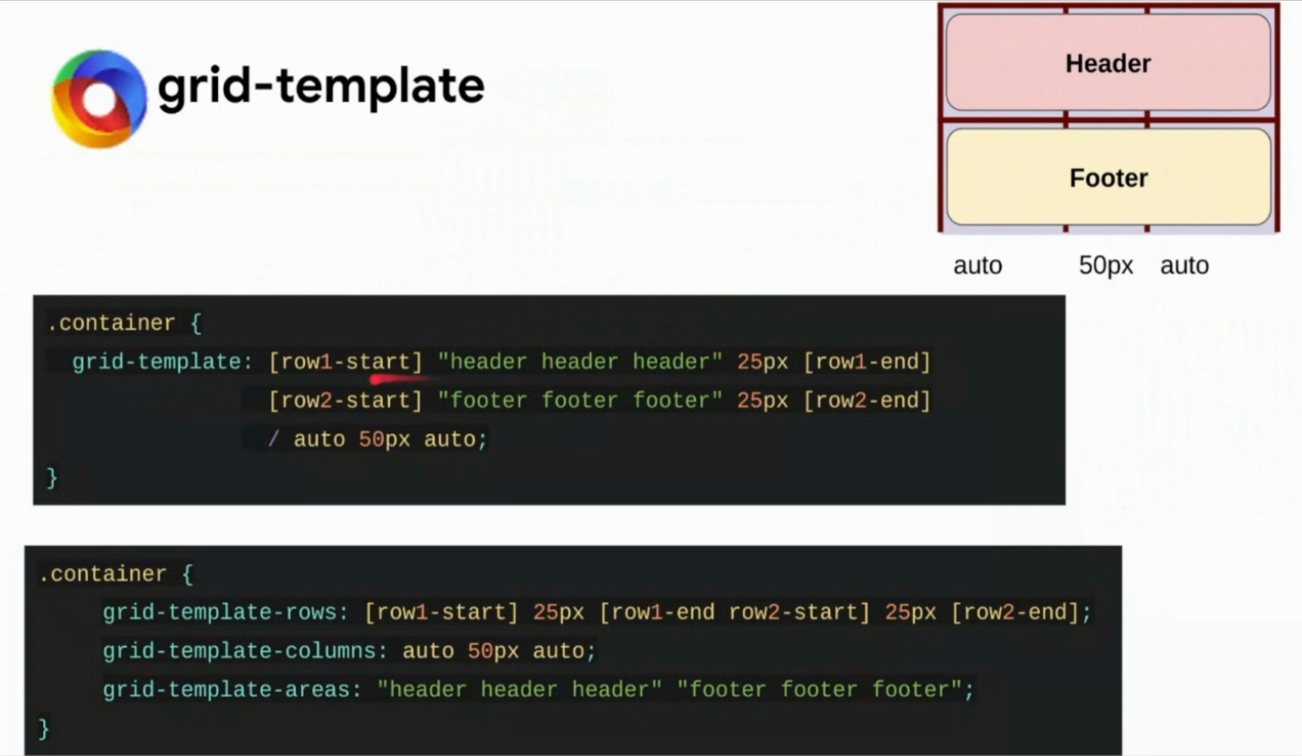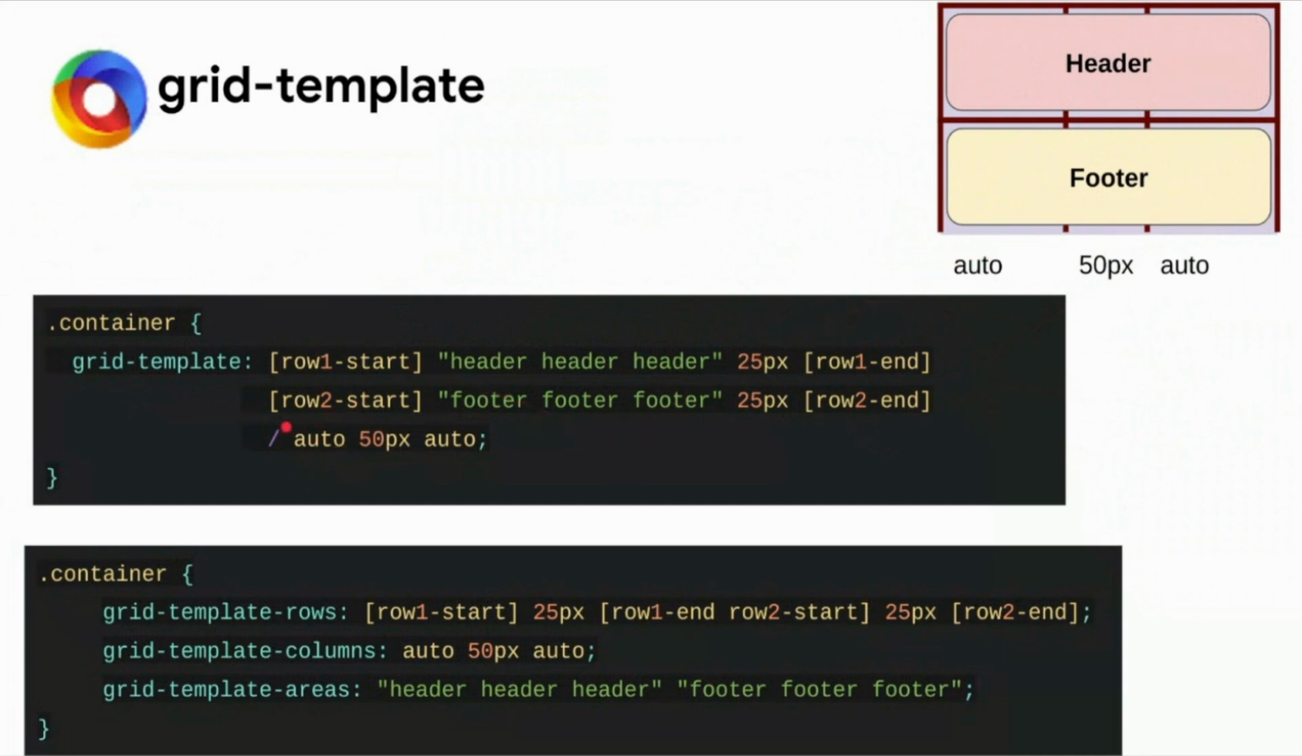Then the starting name of the row, row one start. This one, from here to here, would be row one start. Then header, that would be 3 headers together. Then 25 pixel. What exactly it is telling is that this particular row, from here to here, would be 25 pixel. Then row one end. So here row one will end. Similarly, row two start, then it would be footer. The height would be 25 pixel, and then row two end.